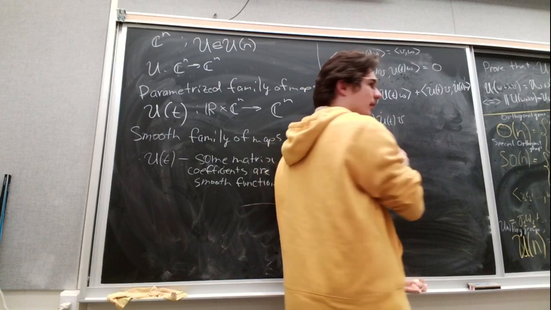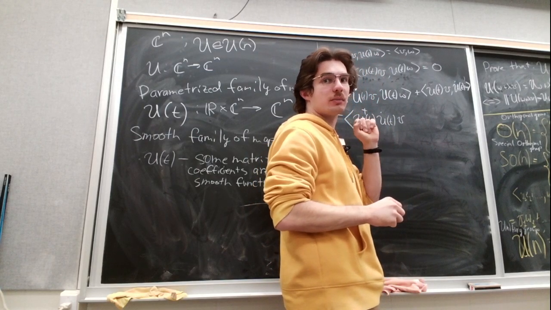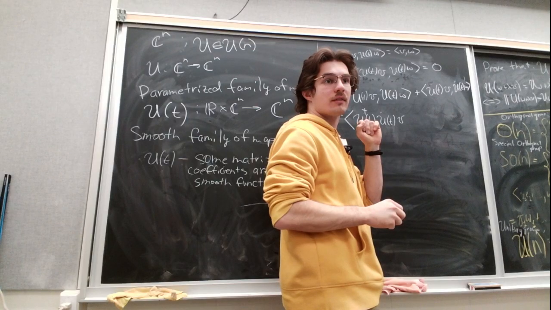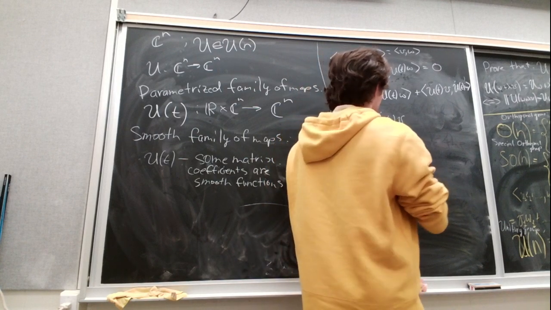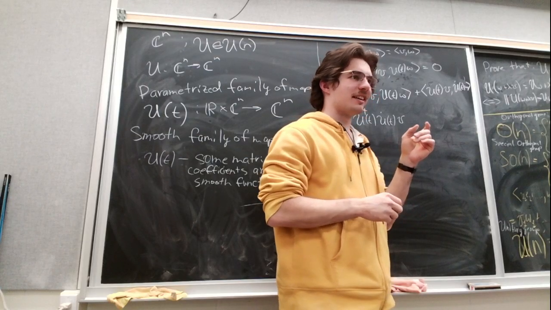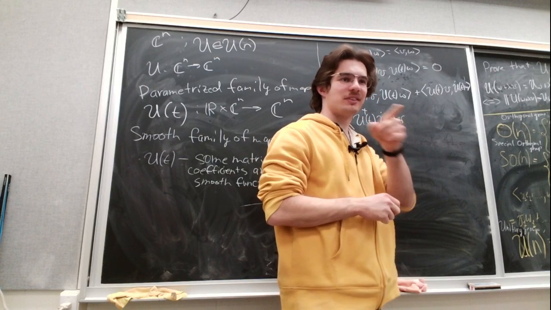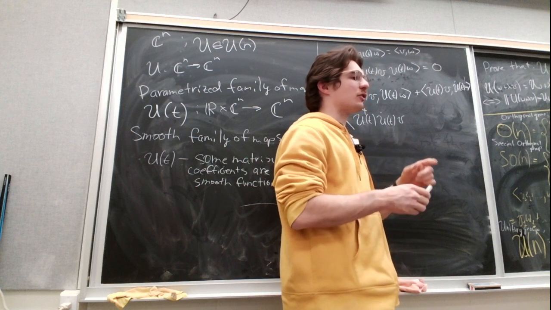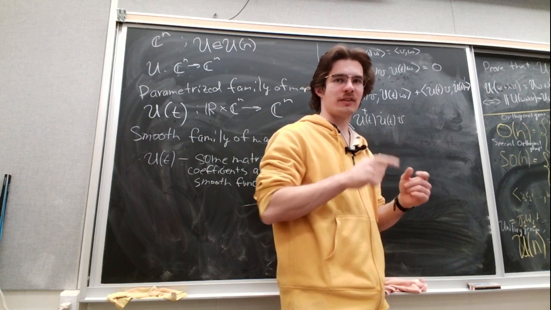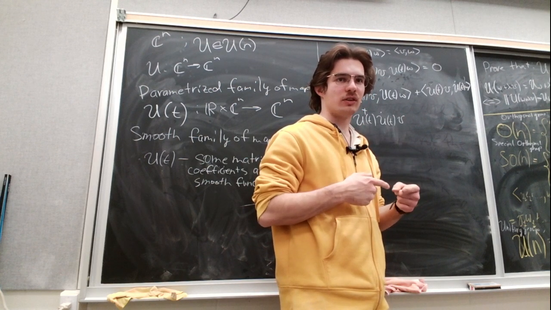Dagger was the conjugate transpose. Did I miss this? Was this last week? Oh. Okay. None of you were here. Go on. Conjugate transpose means I transpose and take the conjugate of every entry. It's related to the adjoint operator.